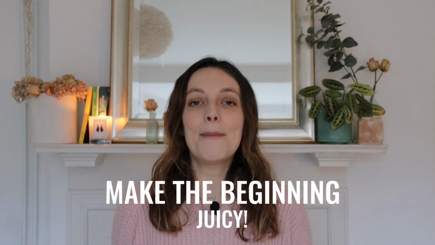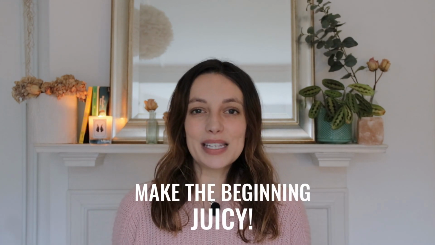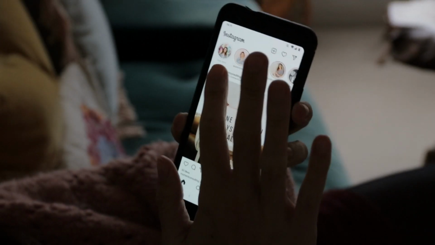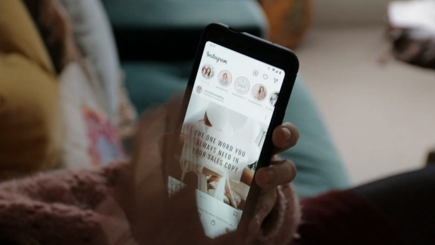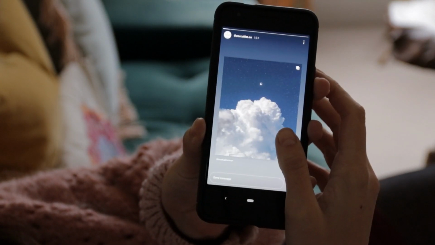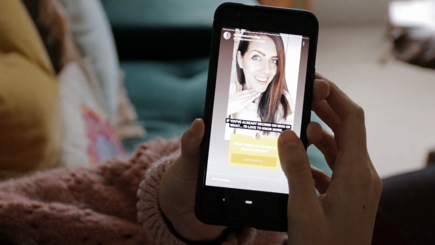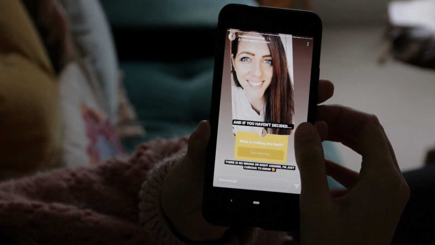That brings me on to tip number 4. As much as possible, make the beginning of your Instagram story really juicy. Now, when I say juicy, I just mean make it captivating, make it attention grabbing. Again, you have to remember that when people are swiping through their Instagram stories, a lot of people are fairly sedated. I like to call them the sedated swipers, because depending on where you fall in the feed of their Instagram stories, you may be the 6th or 7th or 8th story in their feed.